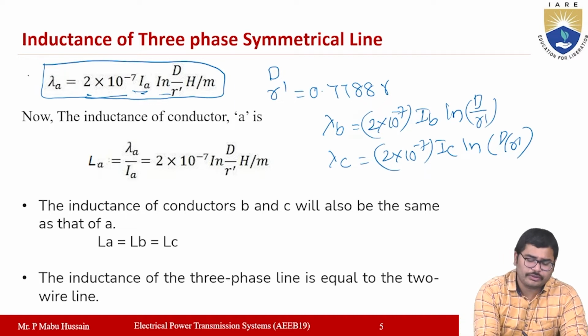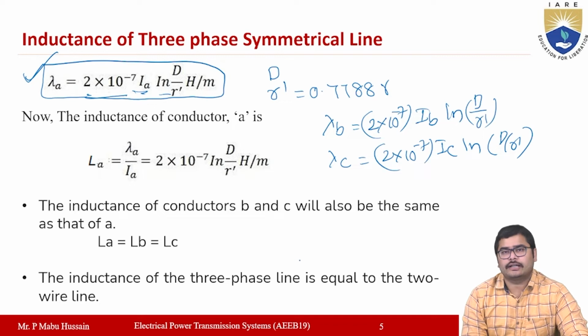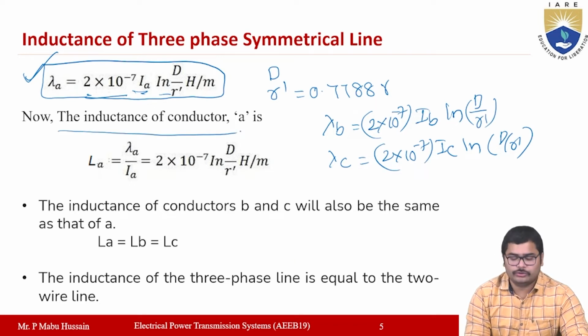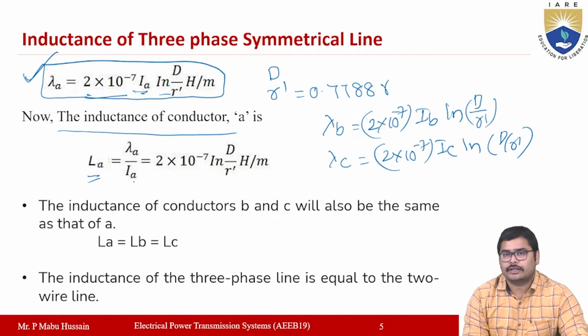Now once you know the flux linkages, you can determine the inductance of the conductor. So the inductance of conductor A will be equal to LA. This LA value is equal to lambda A by IA. So from the flux linkages you can determine the inductance. By equation, LA is equal to lambda A by the current flowing through that conductor, IA.